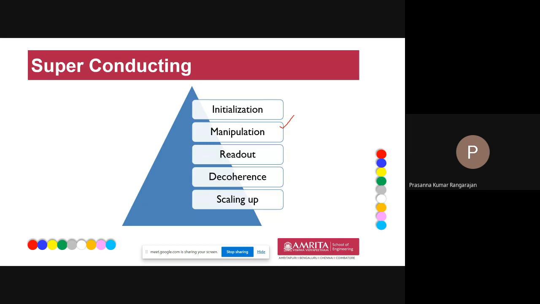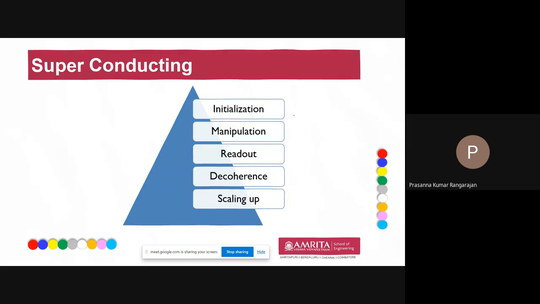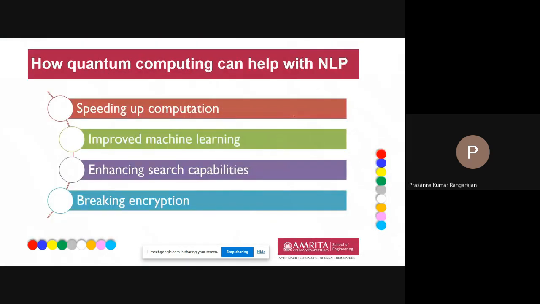The main advantage of using superconducting qubits is that they are easily scalable, and of course, they have very low error rates. Okay, so don't worry if you are not understanding this much, since it's a different course in itself, which requires some 40 or 50 hours to understand.